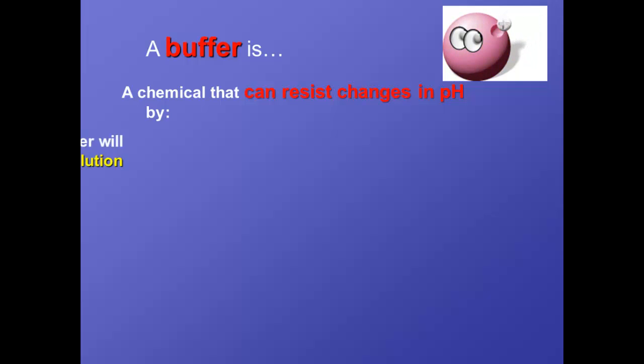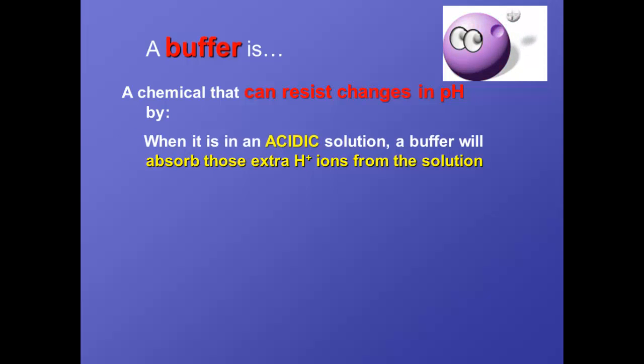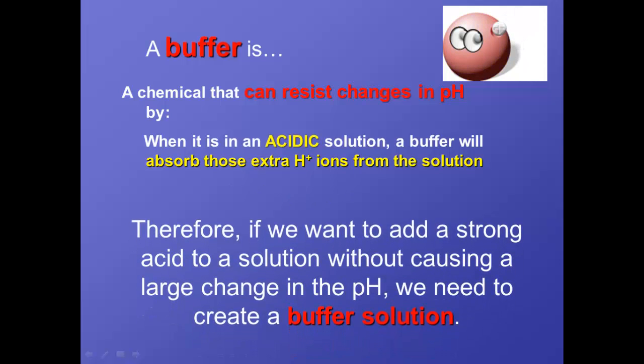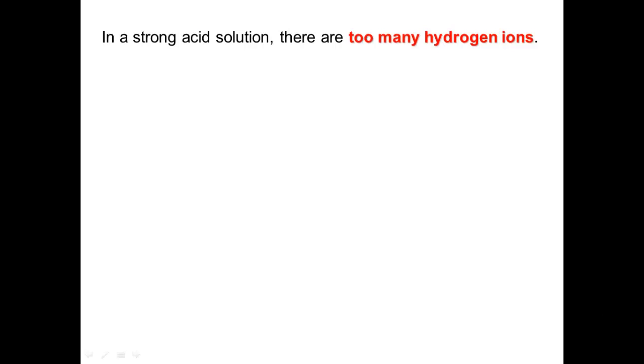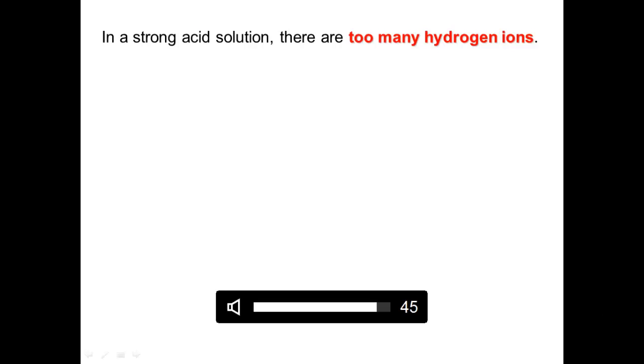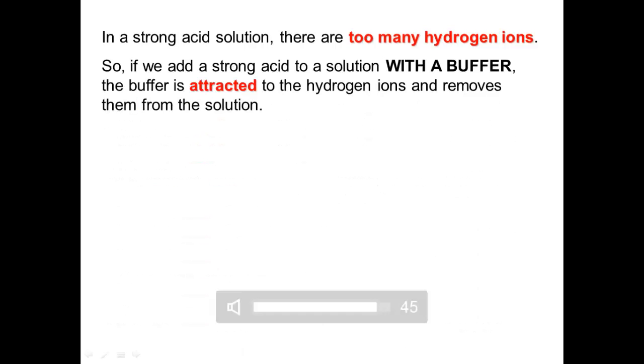What a buffer is, it's a chemical that can resist the pH from changing. And so if a buffer is in an acidic solution, the buffer will actually take those extra hydrogen ions and absorb them. So a buffer can absorb hydrogen ions. We established that in a strong acid solution, there are too many hydrogen ions, so we want to try and buffer that.